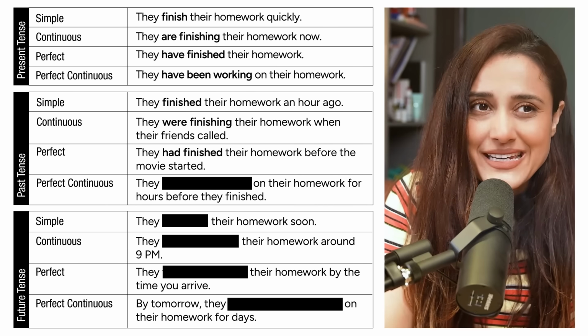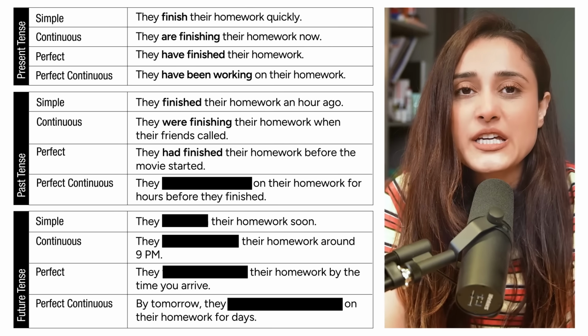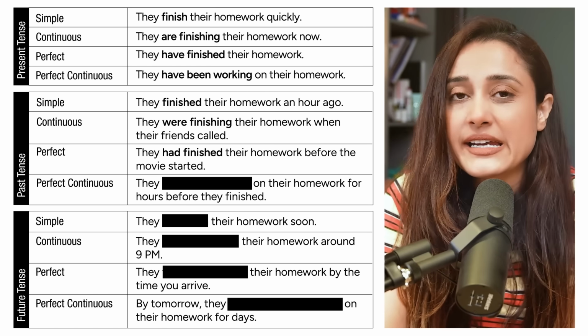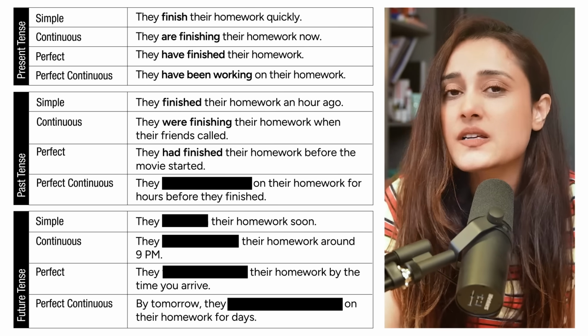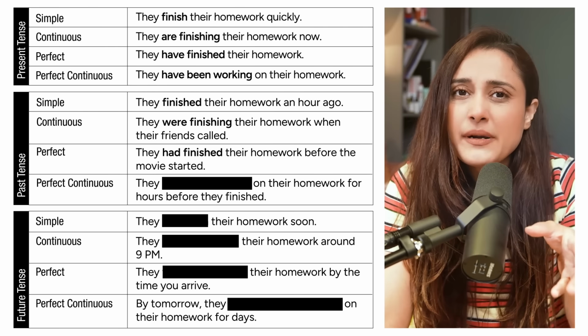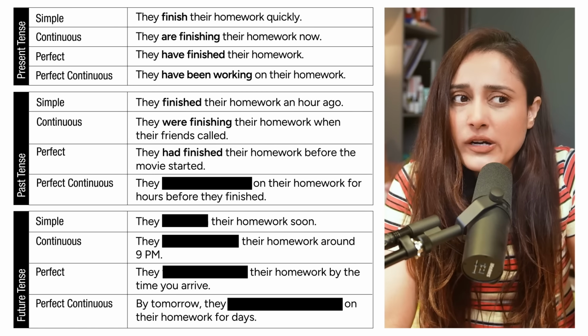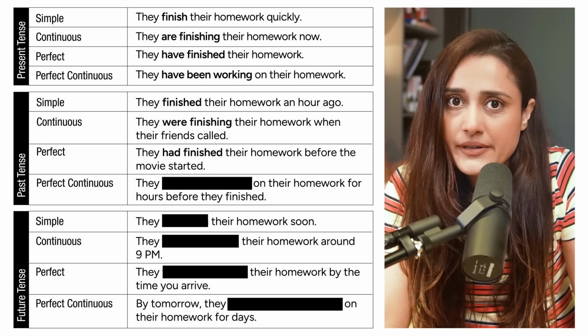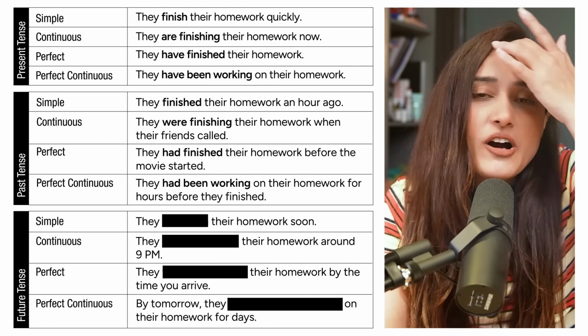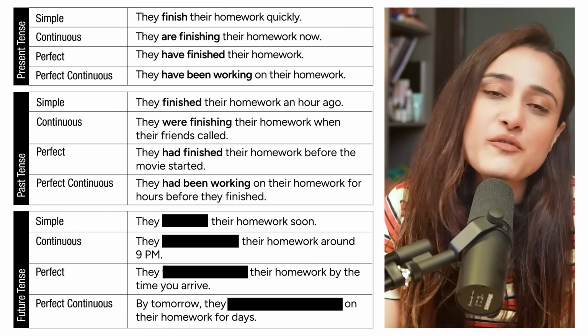So there'll be many such sentences where there will be 2 or more events getting discussed in a sentence. And that is where tenses play an even more important role because they tell you the sequence of those events. What happened before something else happened or what happened after something else happened. They had been working on their homework for hours before they finished.